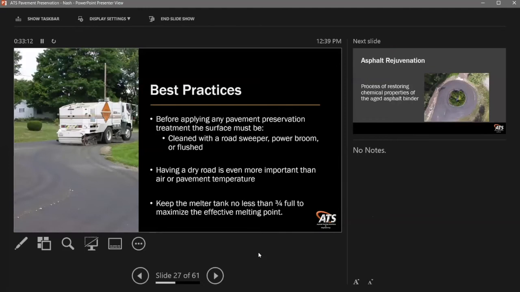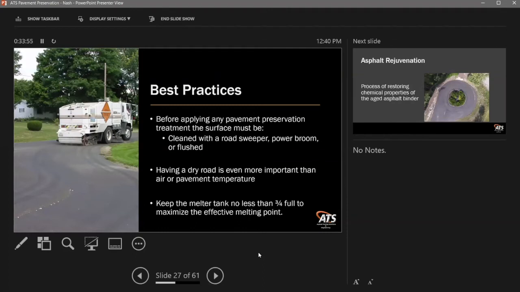Some best practices as you're doing some of your crack filling: before you apply any of the treatment, make sure that your road is cleaned with a power broom or sweeper, or fully flushed out. Having a dry road is more important than the air or the pavement temperature. Meaning, if it is scorching hot in the middle of summer, or you have a choice of doing it when it's just barely damp after a light rain, but temperature's looking good, do it when it's dry.